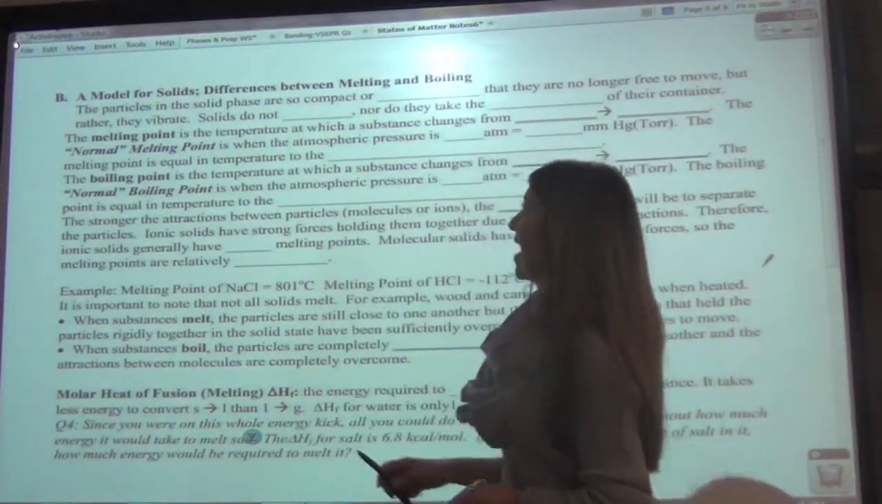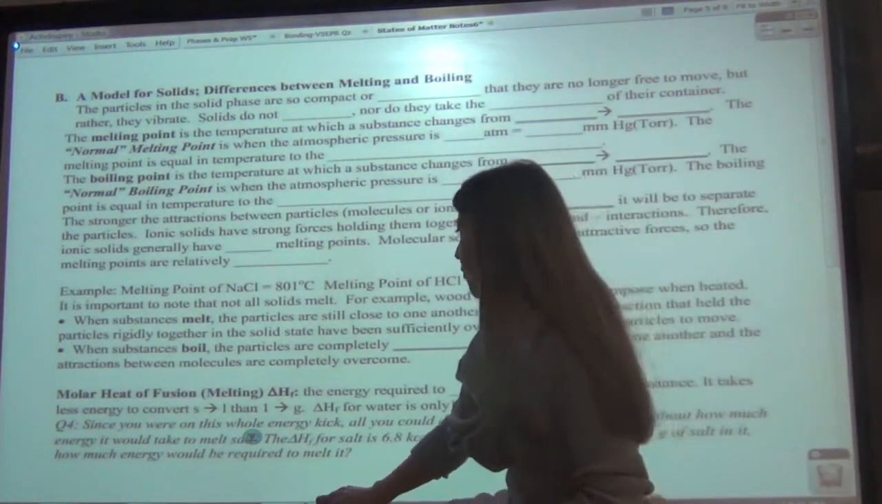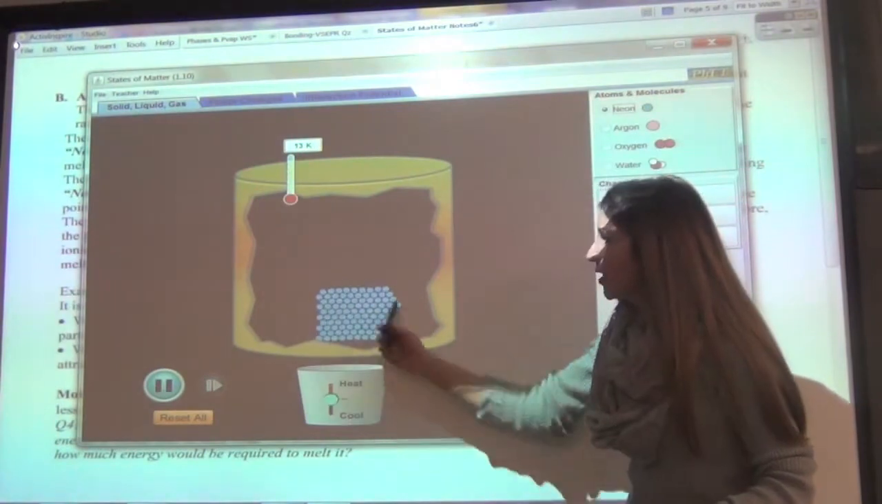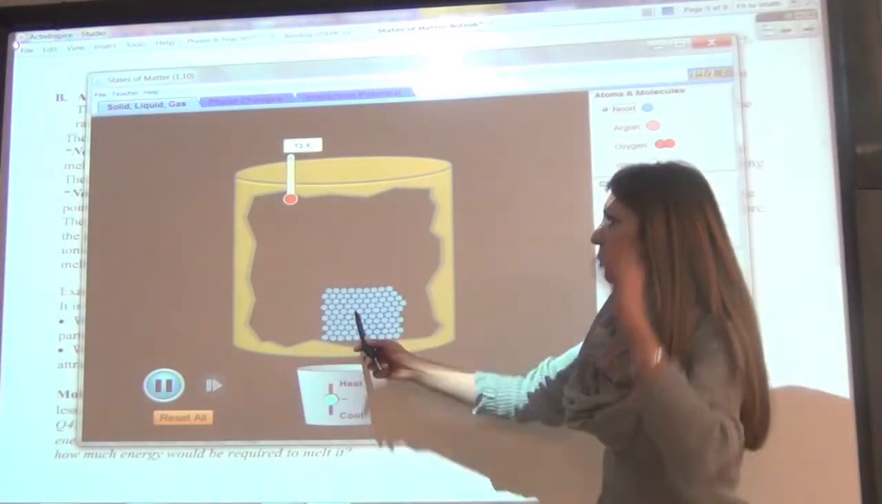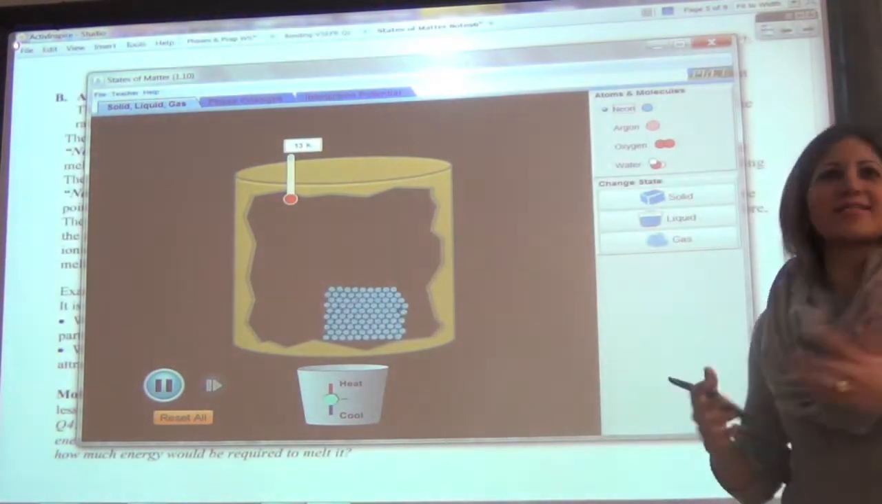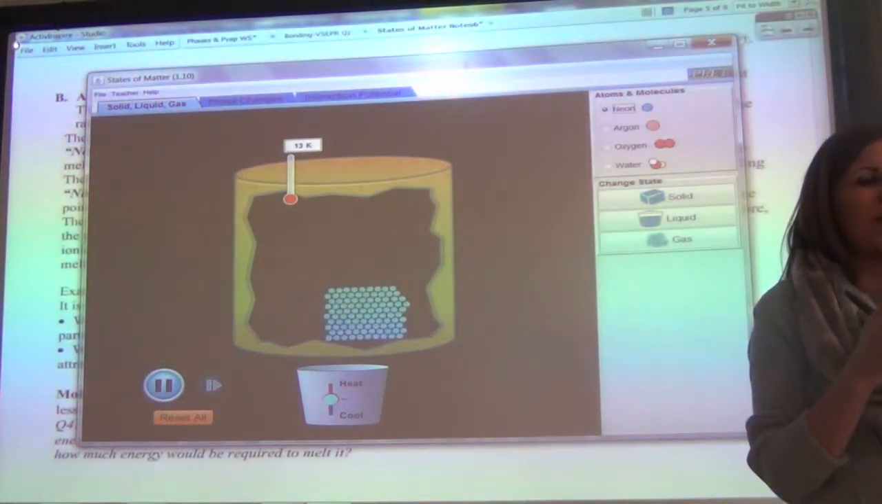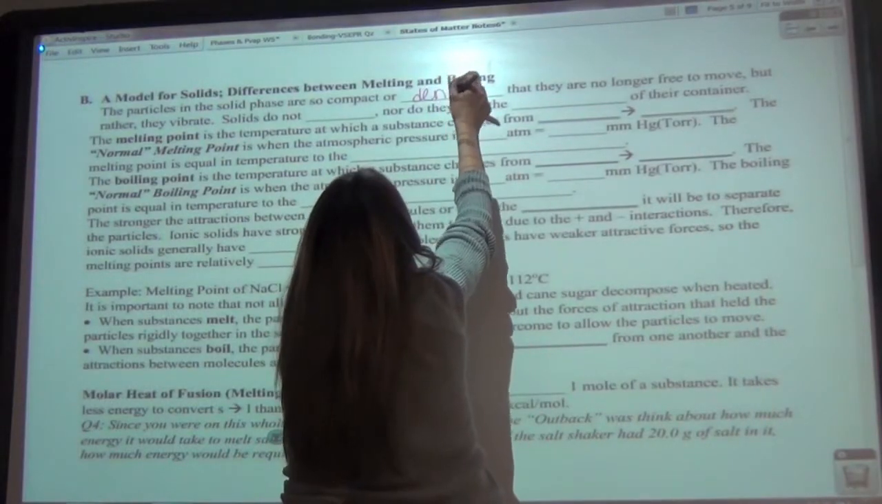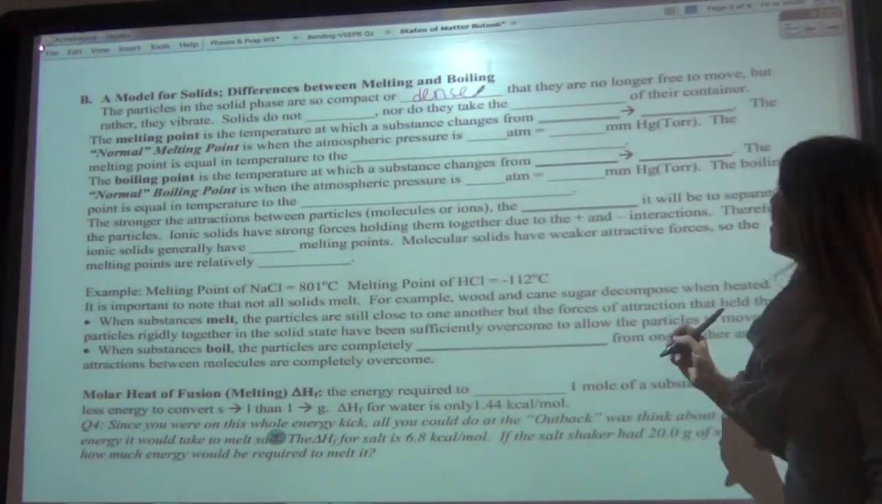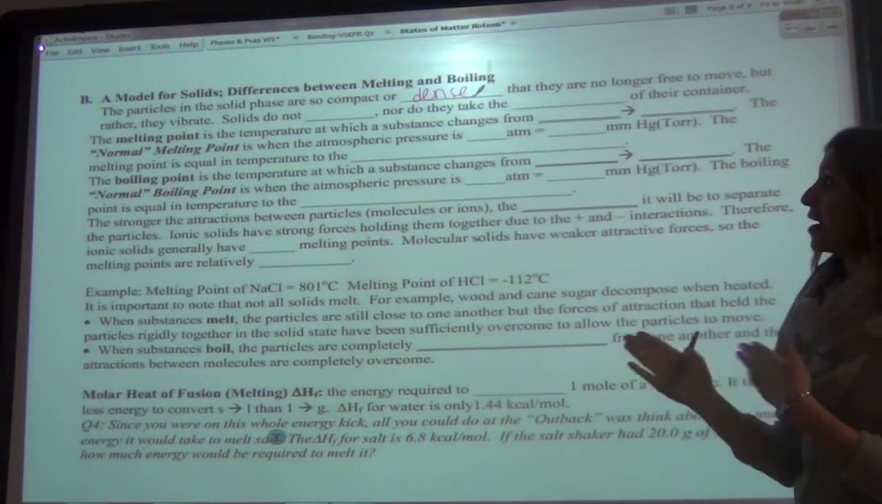So the particles in the solid phase are so compact, and so when we look at this picture, we see that they're really compact. Are they still moving? Yes. Yeah, but they're just vibrating, right? And they're so compact, we say, it starts with a D, we say that the molecules are packed how? Densely. Perfect. So let's write dense. That they're no longer free to move, but rather they just vibrate.